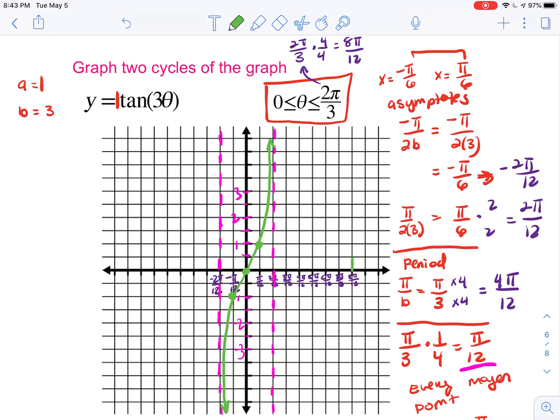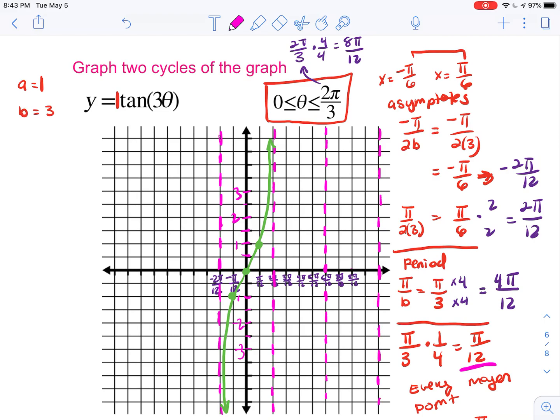But does it satisfy the directions? Well, the directions ask for 2 cycles, and it asks specifically between 0 and 2 pi over 3, which is 8 pi over 12. So we have to continue this pattern until we get to the end part. Okay, so let's do that. Now, there were 4 boxes in between these 2 asymptotes, which we counted. So that means every 4 boxes we will get another asymptote. So that's 1, 2, 3, 4. Right there.